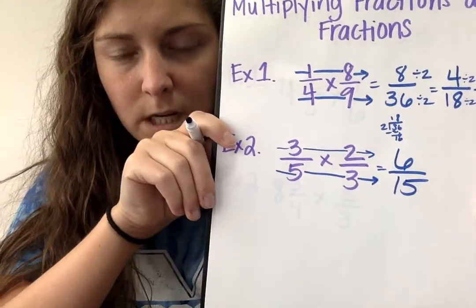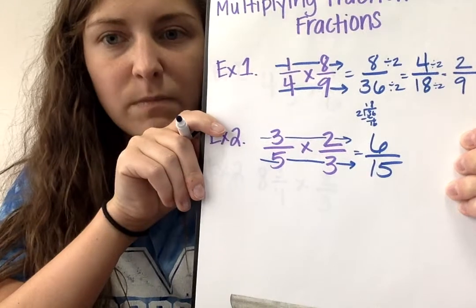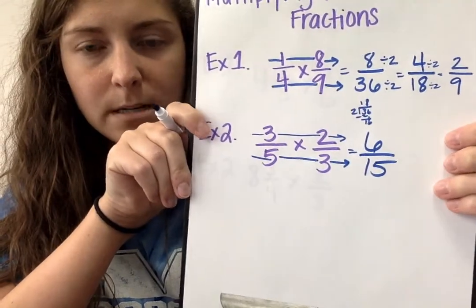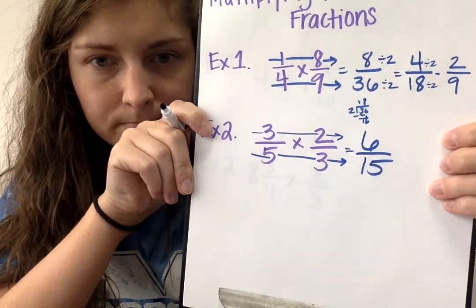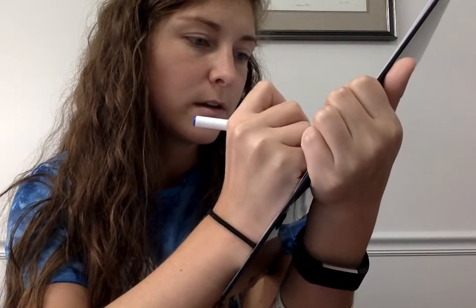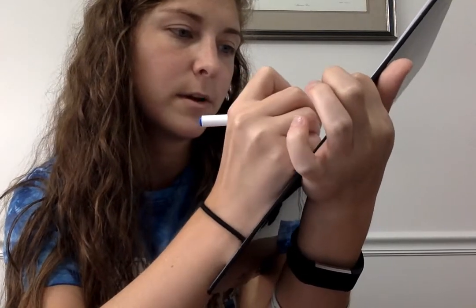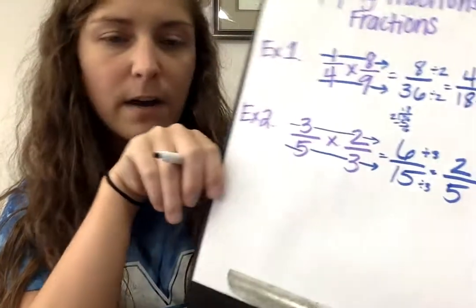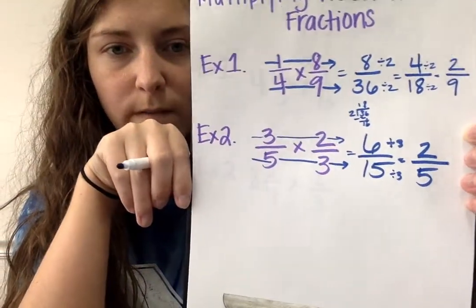6 is even, 15 is not. However, there's something that can also go into 6 and 15. Can anybody tell me what that is? Right, 3. So I'm going to divide by 3, divide by 3. 6 divided by 3 is 2. 15 divided by 3 is 5. Therefore, my answer is 2/5.